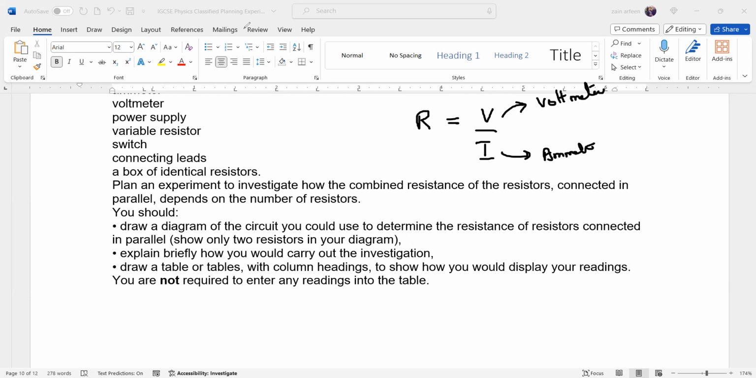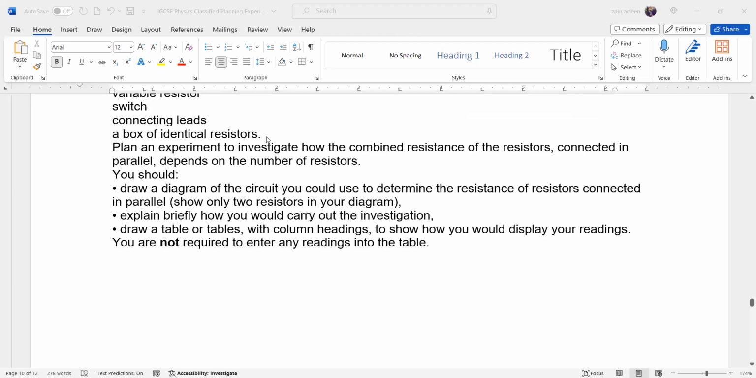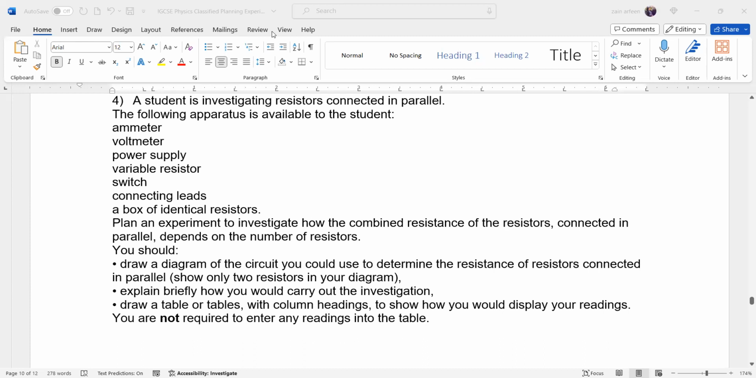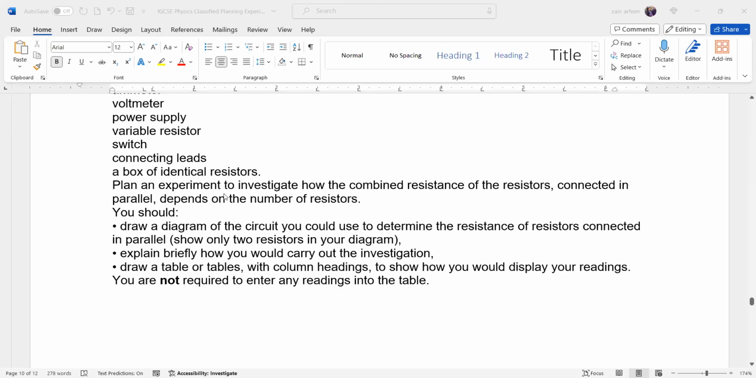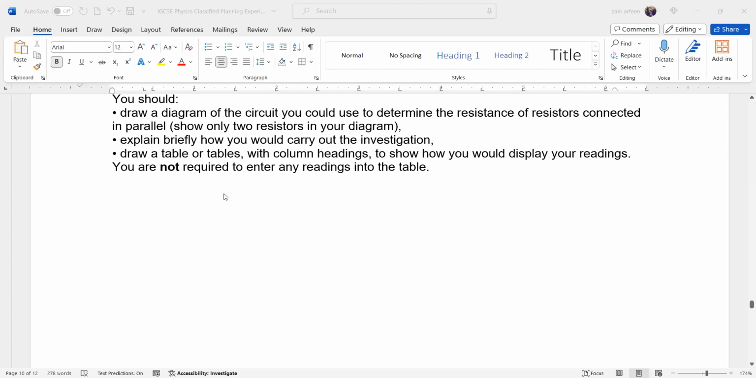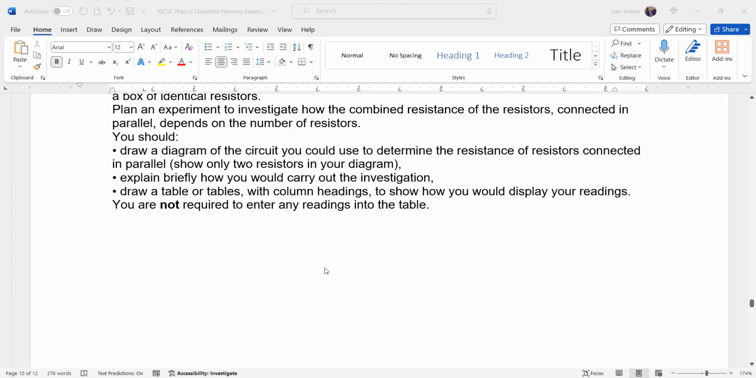So whenever you write the experiment, as I mentioned, especially for physics, try to answer each point separately. Okay. So the first one is: draw a diagram of your circuit you could use to determine the resistance of resistors connected in parallel. Show only two resistors in your diagram. So we have two resistors which are connected in parallel. So we draw two resistors in parallel.